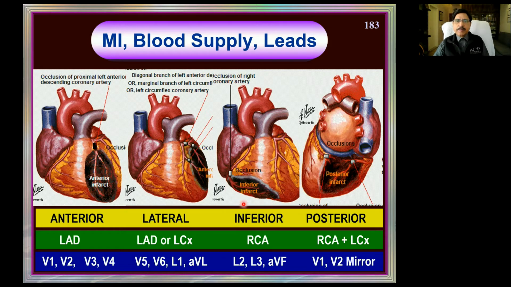Then this is the diaphragmatic surface of the heart, which is called the inferior infarct. The inferior infarct is because of the right coronary occlusion. The leads that are affected are L2, L3, and AVF.